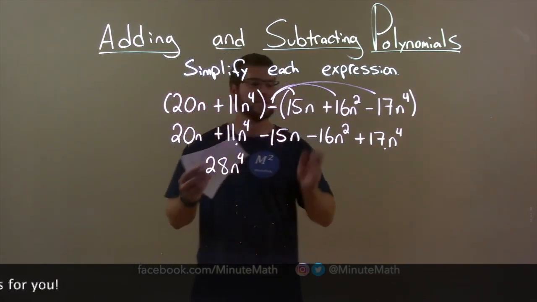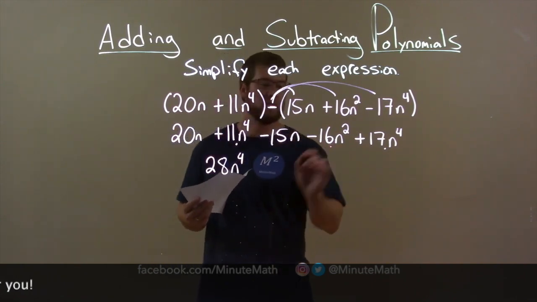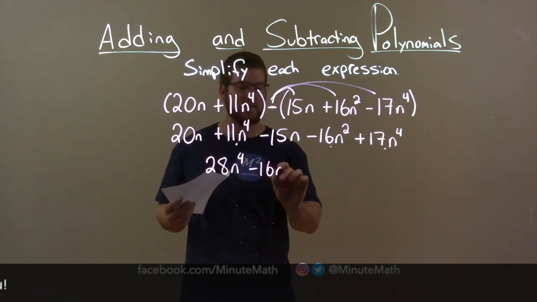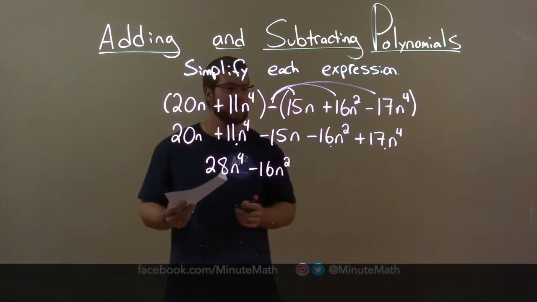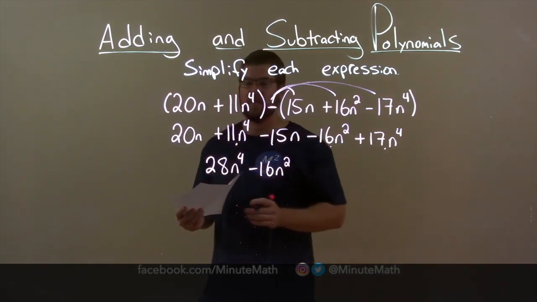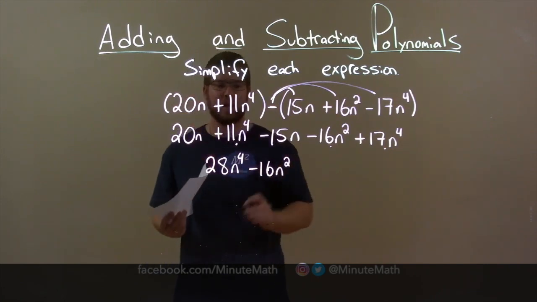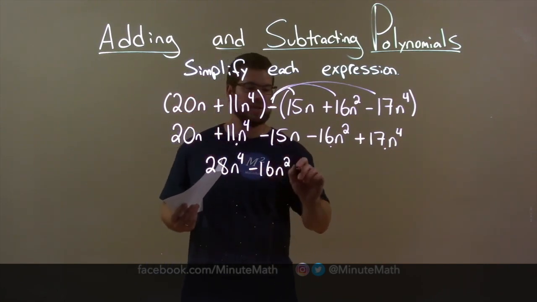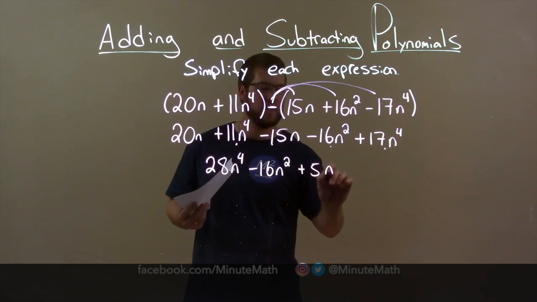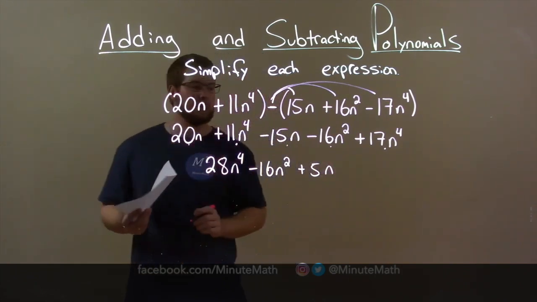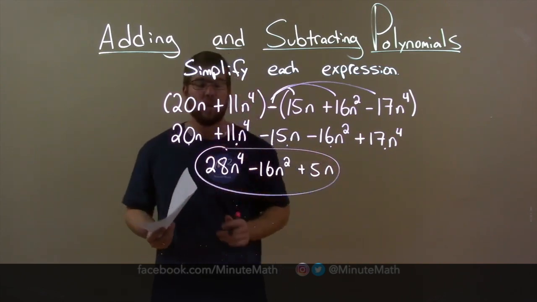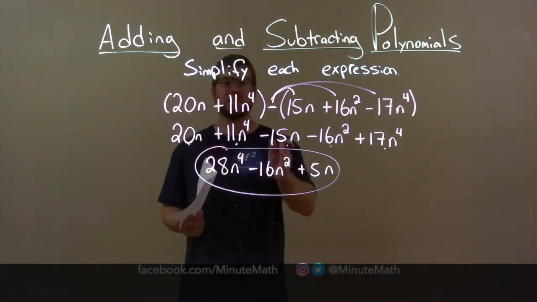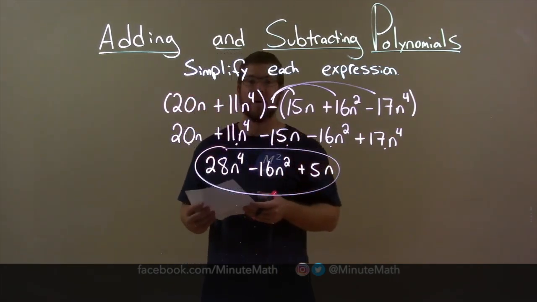Next highest degree that I see is an n squared. There's just one of them, and it's a minus 16n squared, or one term of it. Lastly, I only see n's, right? N to the first power. We have a 20n minus a 15n, which is a 5n. Bring those down, put our dots there, and that's it. Our final answer here is 28n to the fourth minus 16n squared plus 5n.